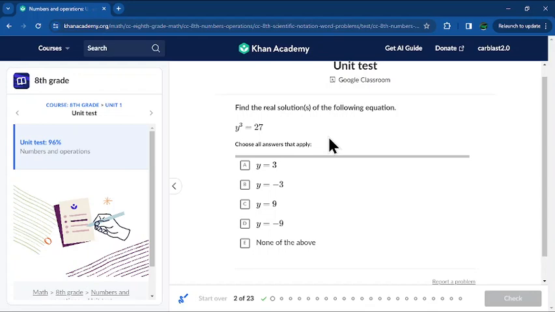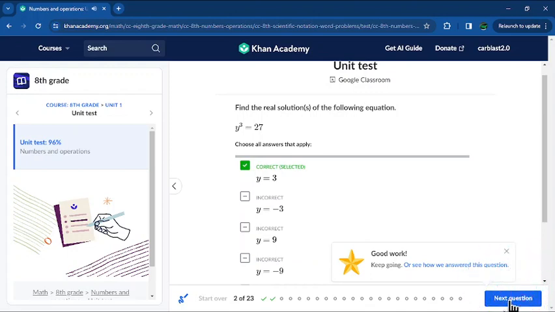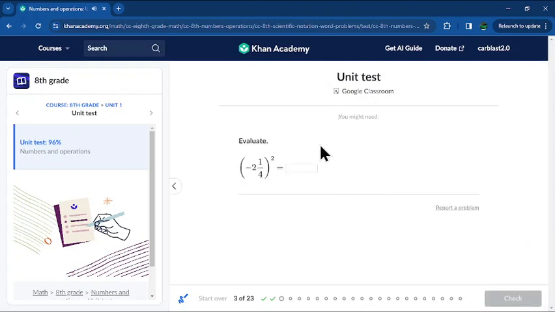So find the real solutions of y cubed equals 27. What times itself 3 times would equal 27? That would be 3. It could also be -3 if this was 9 and this was y squared, but it's y cubed. A negative times itself 3 times is always negative, but a negative an even number of times, like 2 times, would always be positive. So that's an explanation of why -3 wouldn't work here.